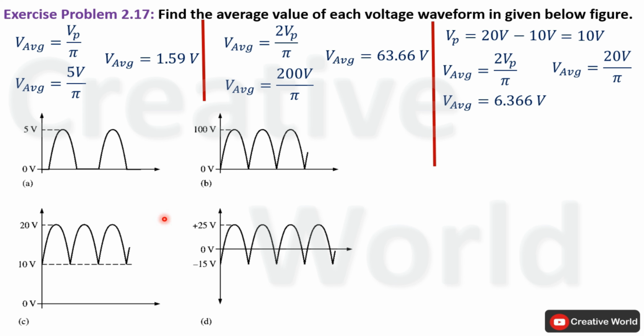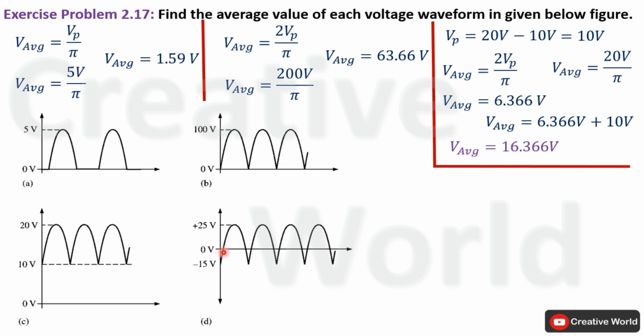But this is the average of this output waveform only. We have not added the DC offset which was present in this waveform, that is equal to 10 volt. So in order to find the total average value of this complete waveform, we have to add the 10 volt offset as well. Sum of 6.366 plus 10 volt will become 16.366 volt. So the average of this complete waveform is equal to 16.366 volt.